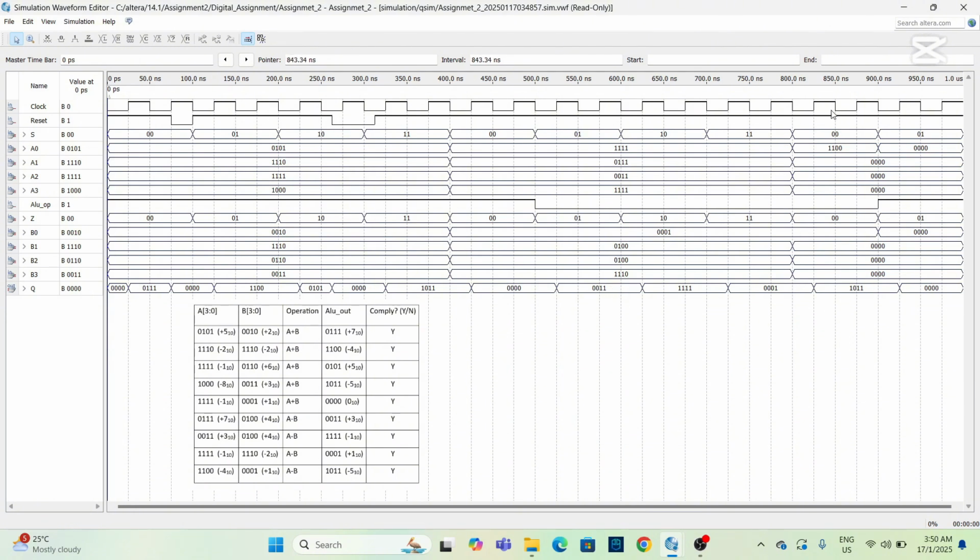Now let's see the last simulation. At this clock cycle, the inputs 1100 and 0001 are selected, and we can see that the ALU operation code here is still low, so 1100 minus 0001 and the output produced is 1011. So after testing all the data given, the outputs produced all comply.